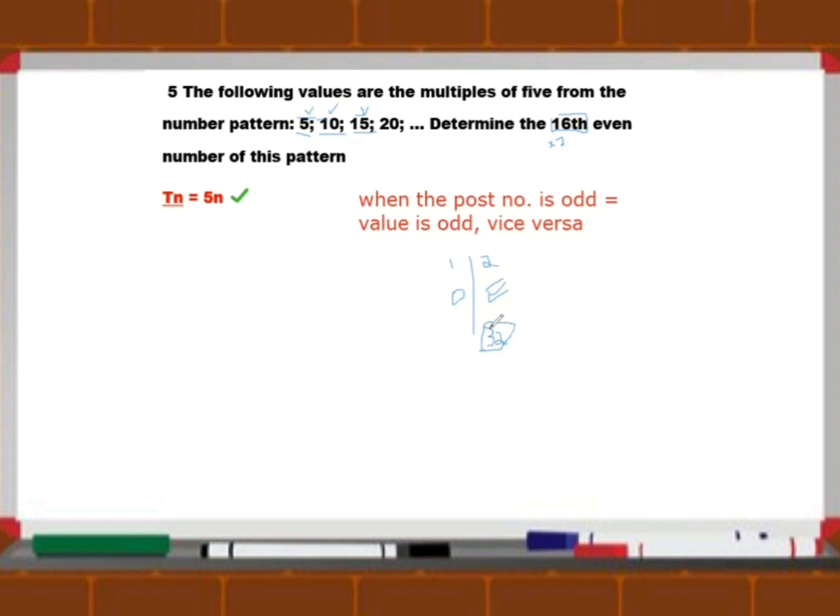It's the 16th even. So going back to answer this, I hope this makes sense, guys, because we've encountered the same thing. But going back to the answer, right, you're going to say Tn at 32, and then that's the value of the 16th even number. So it's 5 times 32, which is 160.